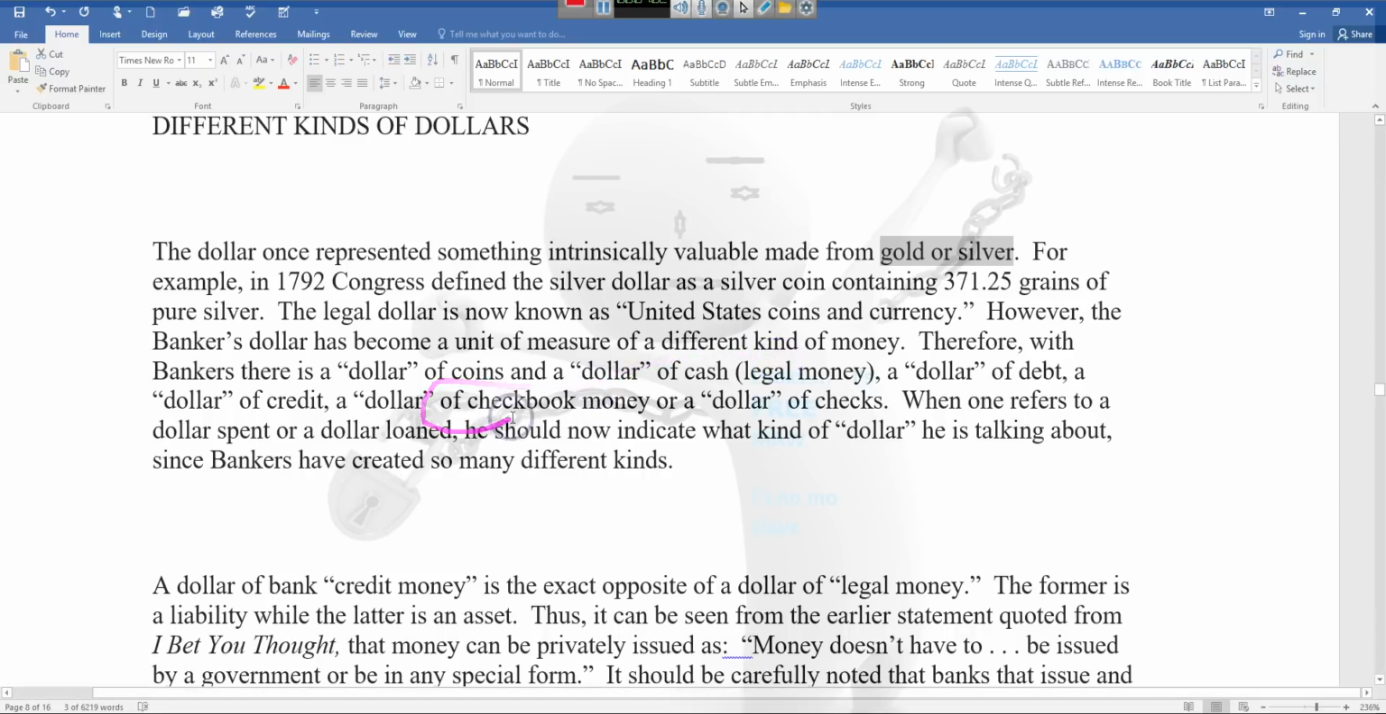Okay, anyway, the legal dollar, look at that, the legal dollar. You mean there's a legal beagle dollar? An LBD? Oh God, I love them legal beagle dollars. The legal dollar is now known as the United States coins and currency. Told you that phrase. Apparently somebody paid attention to me pointing out how it says U.S. coins and currency throughout those laws. However, the banker's dollar became a banker's dollar. What is a banker's dollar? Anybody know what a banker's dollar is?